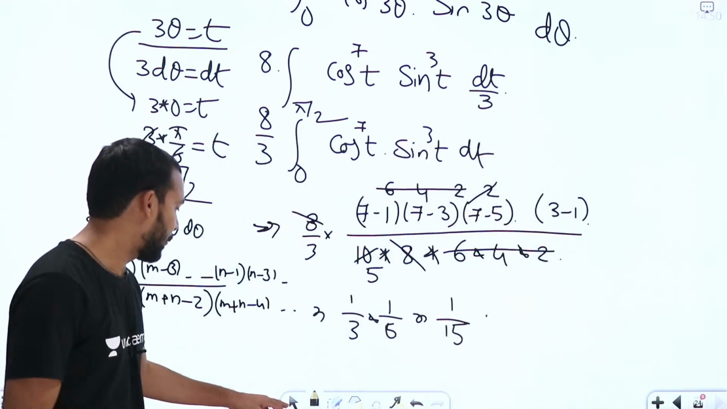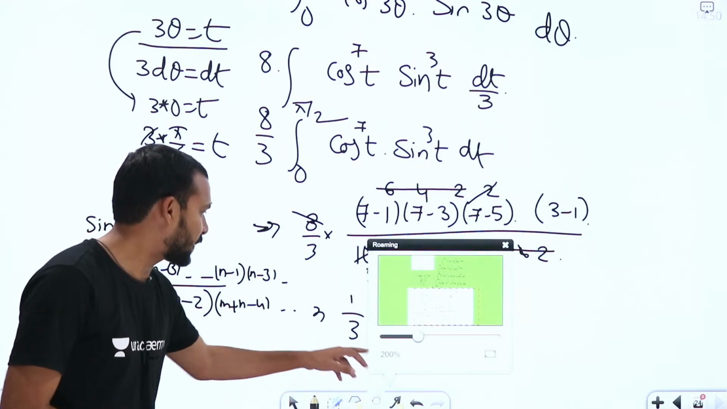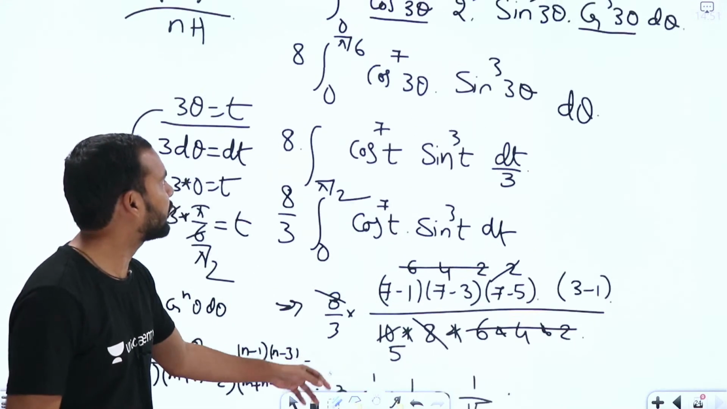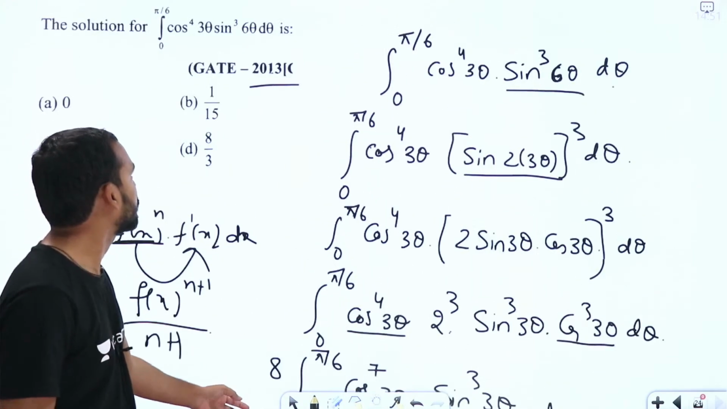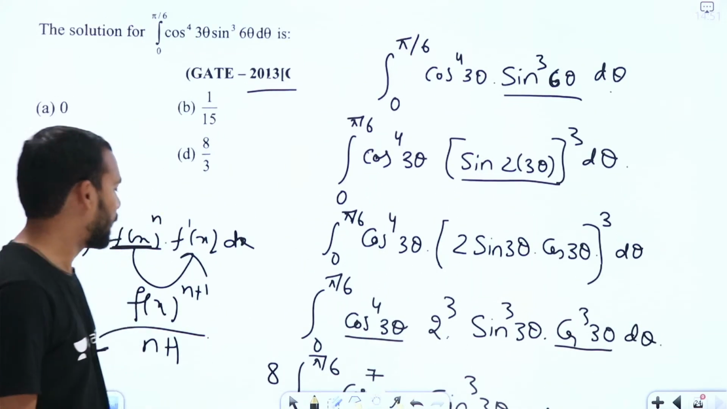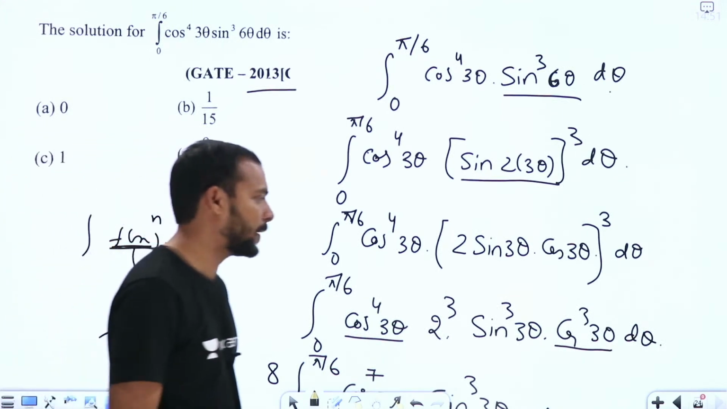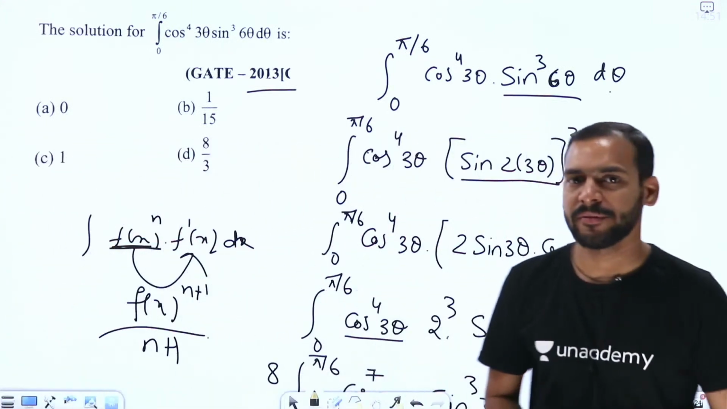Simply, whatever the function is, we are trying to convert it into the reduction formula, so that we are going to get 1 by 15 here. I hope it is clear for everyone.